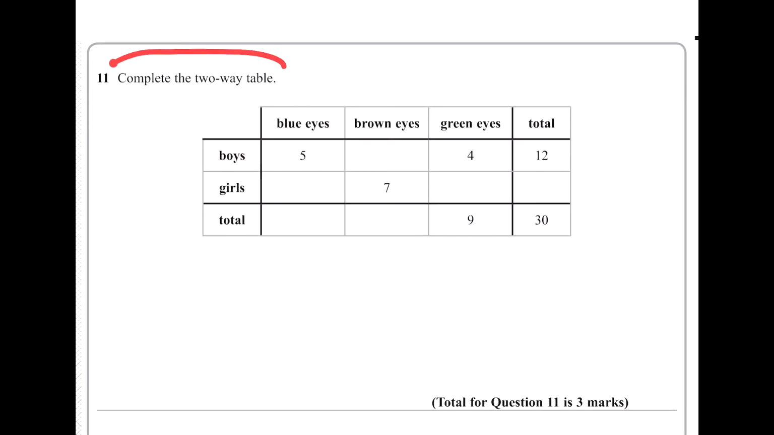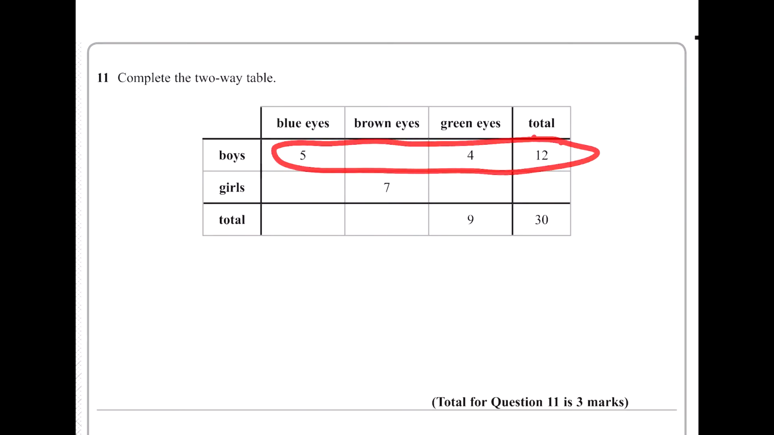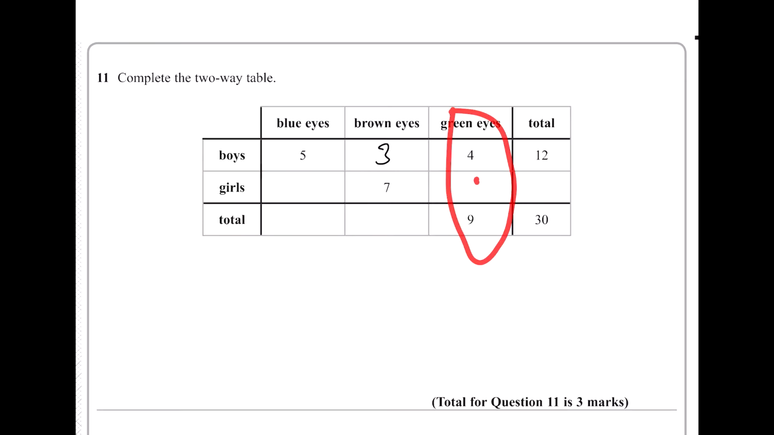Next one says complete the two-way table. So it's sort of a bit like Sudoku. You just sort of have to fill in the gaps. So here in this first one, the total is 12. So 5 plus 4 is 9. 9 plus what gives you 12? Well, it's 3. Here in this one, 4 plus something gives you 9.